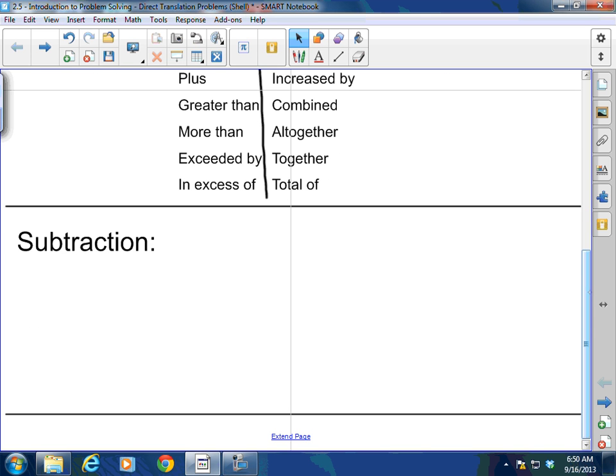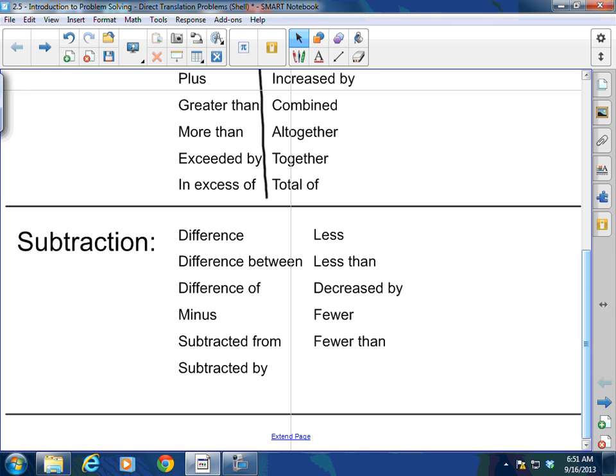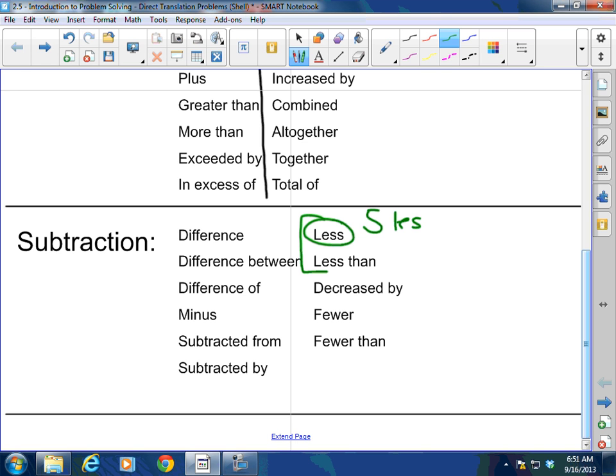Okay, subtraction. We have difference, difference between, difference of, minus, subtracted from, subtracted by, less, less than. Let's take a little look at these two guys right here: less and less than. Big mistakes are made here, again, because it wasn't properly understood. So let's see if we can understand it. When I'm talking about just less, I mean just minus, subtract. So if I say, for example, 5 less 2, that's just 5 minus 2, which equals 3.